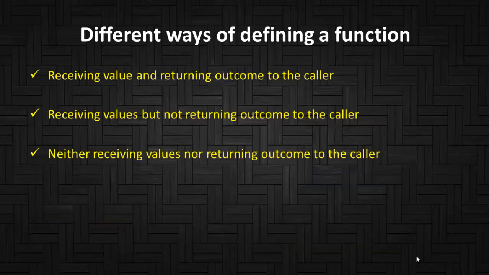Different ways of defining a function: receiving values and returning an outcome to the caller; receiving values but not returning an outcome to the caller; neither receiving values nor returning an outcome to the caller.